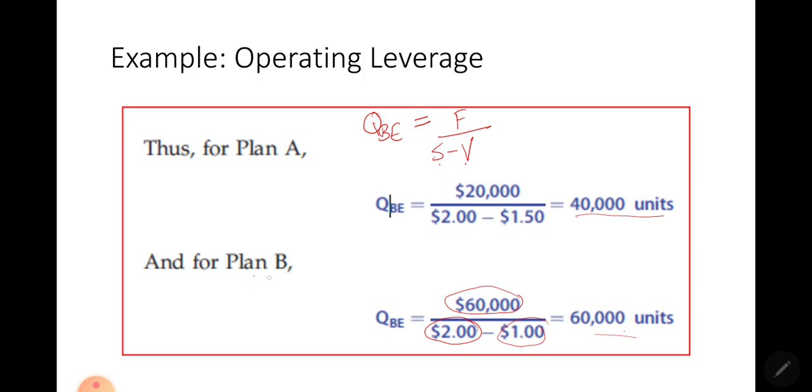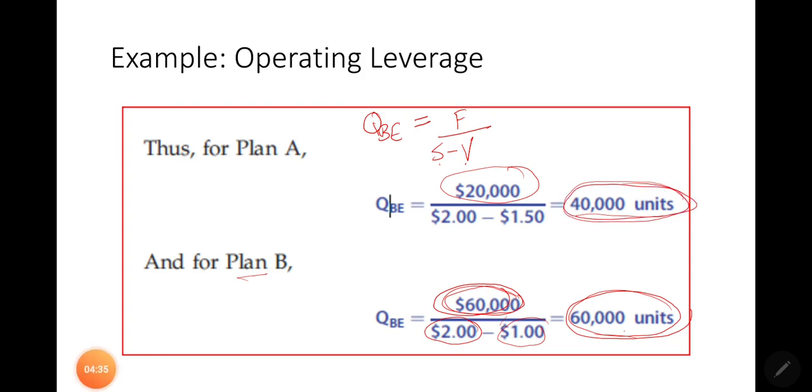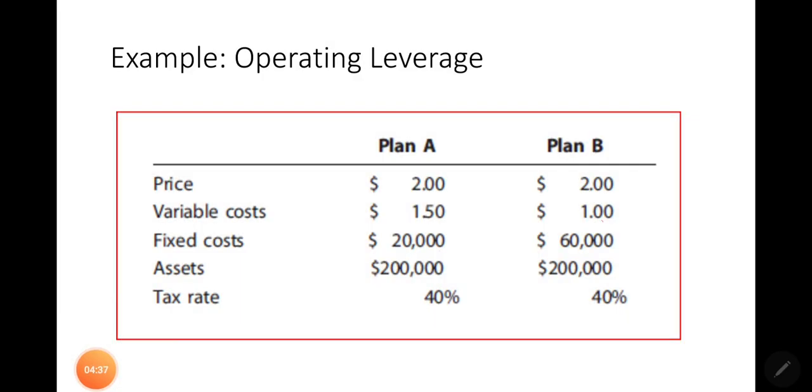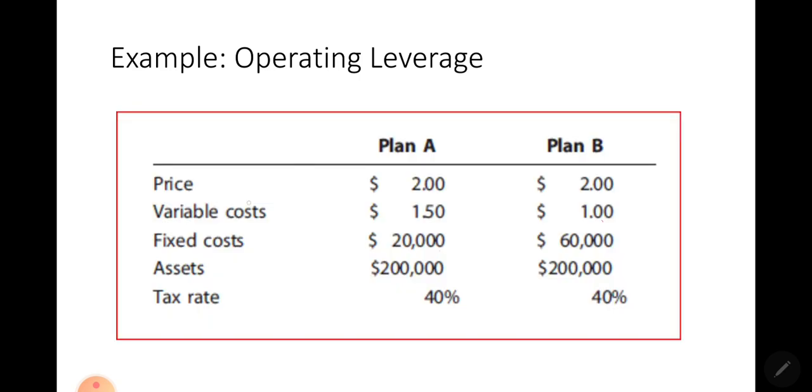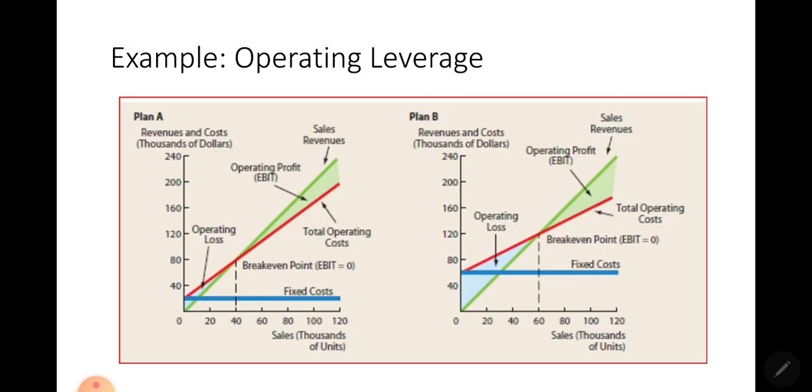So you can see that for plan B, where the fixed cost is higher, the break even point is also higher. And where the fixed costs are low, the break even point is automatically low. So now we will try to make a graph out of it. So let's do it for plan A first. So looking at plan A, the fixed costs are 20,000. So you can see that they are somewhere around here.